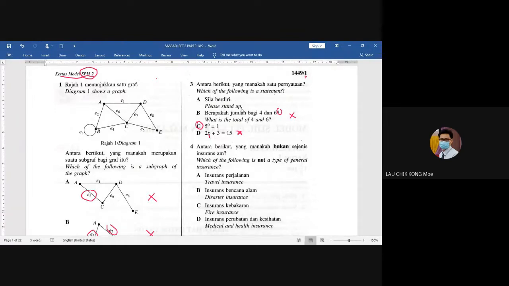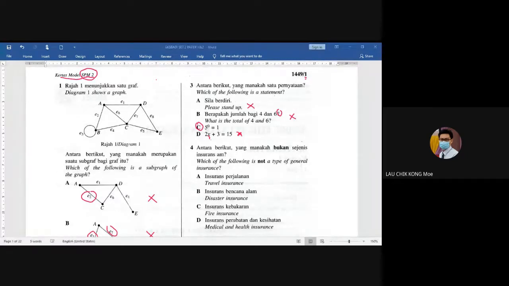Ini ayat apa kita panggil ini ya? Ini pun bukan. Gloria, apa kita panggil ayat ini? Kalau dalam BM, ada satu nama. Ayat apa? Perintah. Very good. Ya, ayat perintah. Thank you. Ayat perintah. Okay, ya, so ini bukan lah. So the answer should be C for number 3.